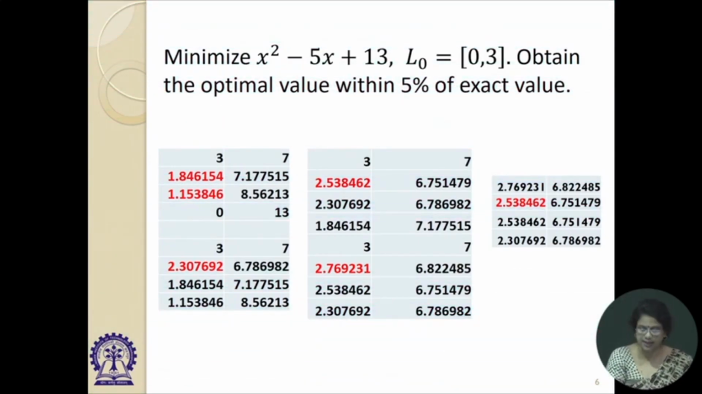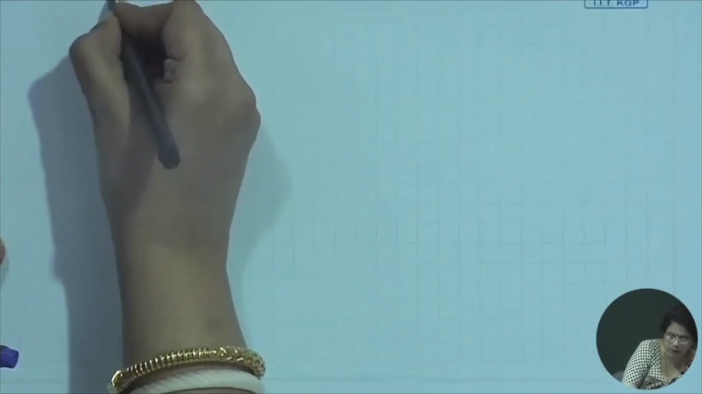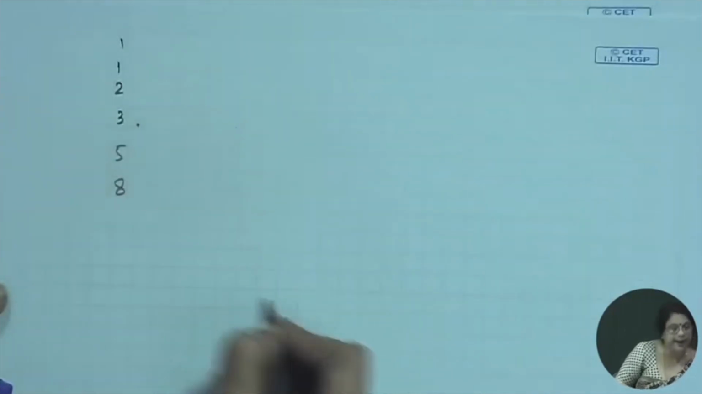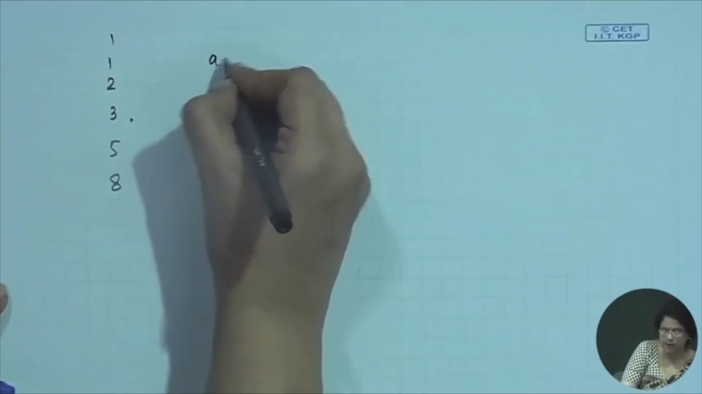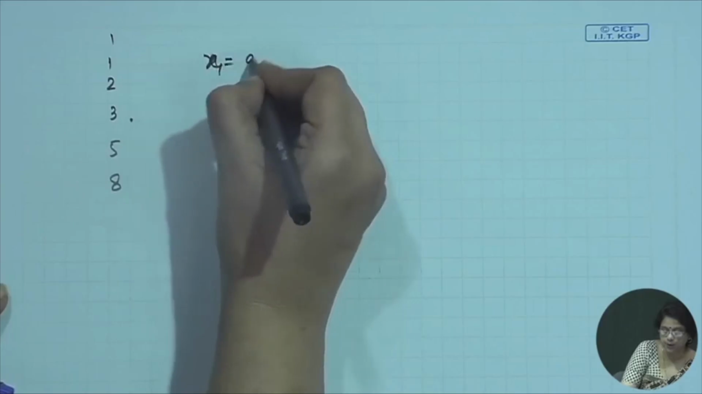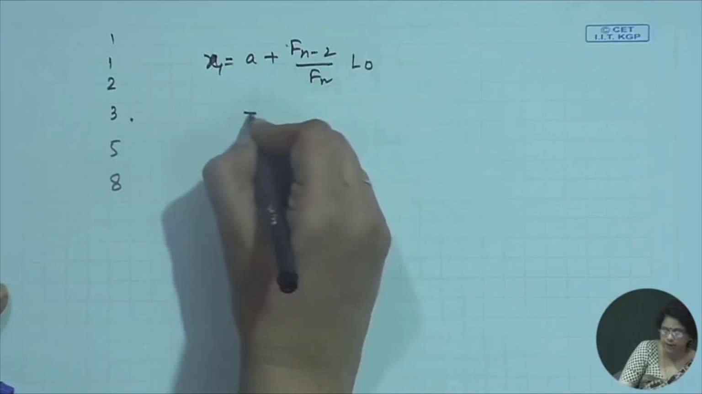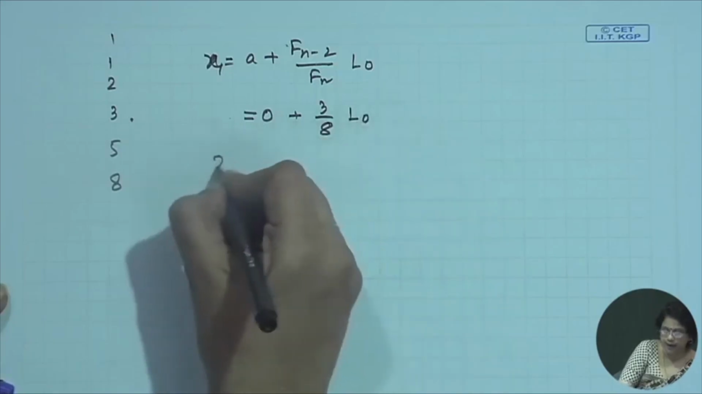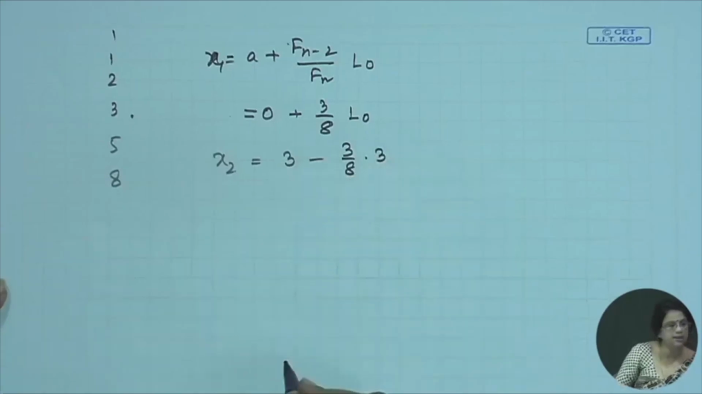If I want to have the 10% exact value, in that case my process will change. What do I have to do? I have to consider 1, 1, 2, 3, 5 up to 8, because n would be equal to 5 there. That is why x1 would be equal to a plus Fn minus 2 by Fn times L0. That means this is equal to 0 plus 3 by 8 L0, and x2 would be equal to 3 minus 3 by 8 L0, where L0 is 3 here. Alright.